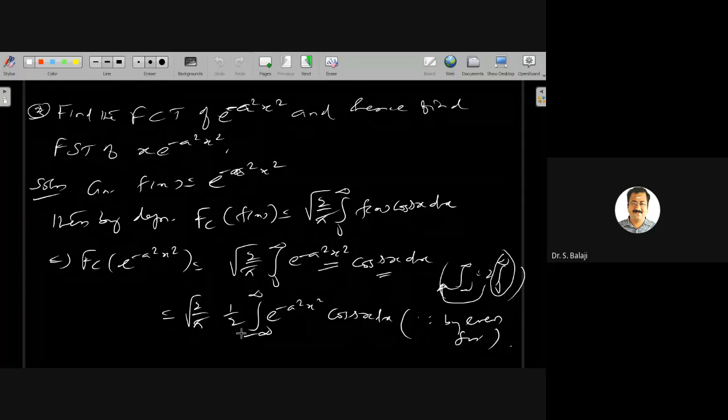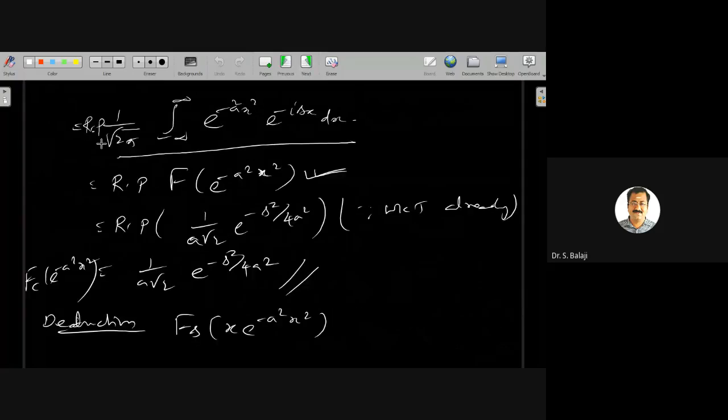Further, root of 2 by pi times 1 by 2 integral minus infinity to plus infinity e power minus a square x square cos sx dx. Now, minus infinity to plus infinity is fine, but you have to write this in e power minus isx form, because we want to use the Fourier transform definition. Cos sx can be written as the real part of e power minus isx. Real part of 1 by root of 2 pi, integral minus infinity to plus infinity e power minus a square x square e power minus isx dx.